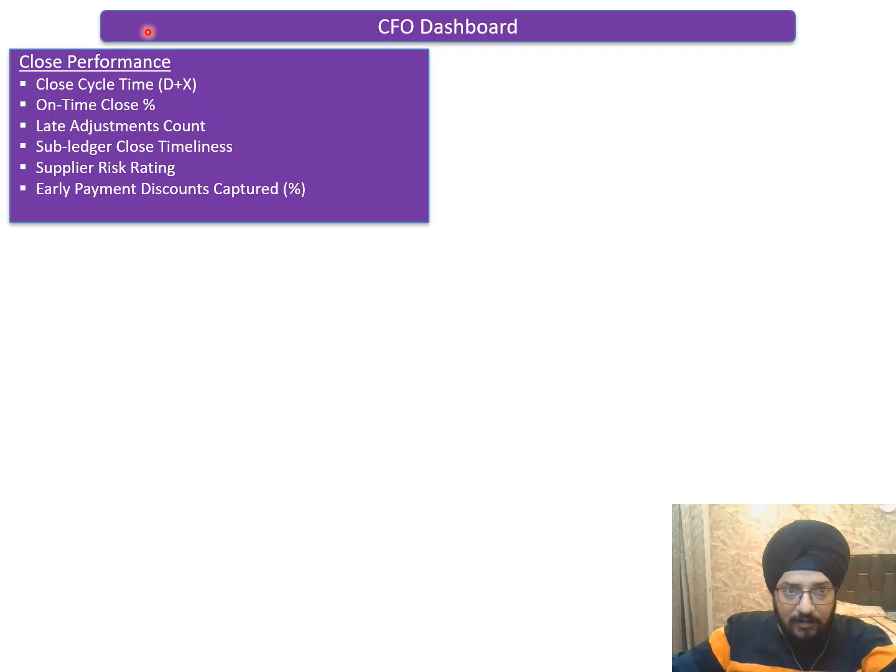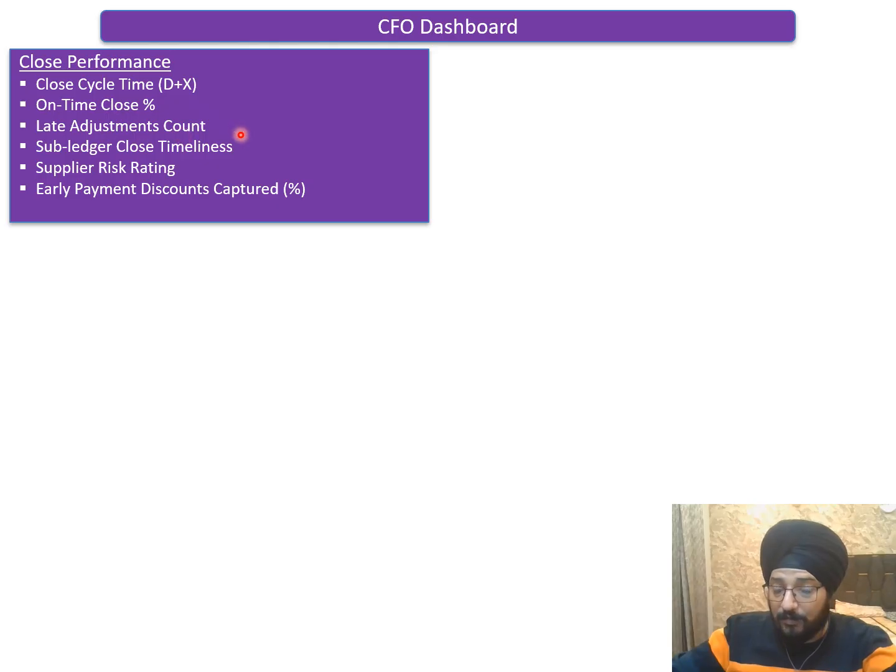at the close timelines, whether it is being directed in the right direction, whether we are closing the books on time or not. This is very critical. On time close percentage, again, because he is answerable to the board for the presentation of the financial statements, and he can only do that once he has clear visibility of when my close is happening and if it is on track or not.